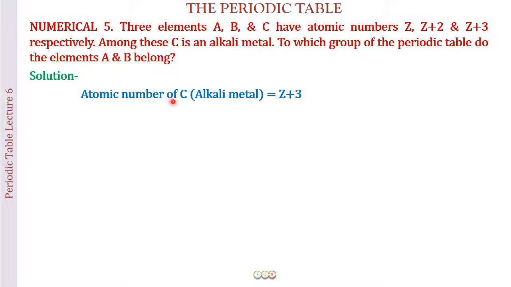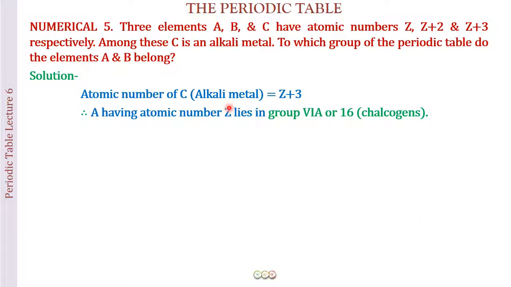So we have the atomic number of C, that is an alkali metal, to be Z plus 3. So this means that this is present in group number 1, right? So if we have A with the atomic number Z, this is going to be 3 less groups from number 1. So that means we are going to go back from 18 to 17 to 16th group, right? So the atomic number Z element is going to be in group number 16 or group number 6A, and these are the chalcogens.